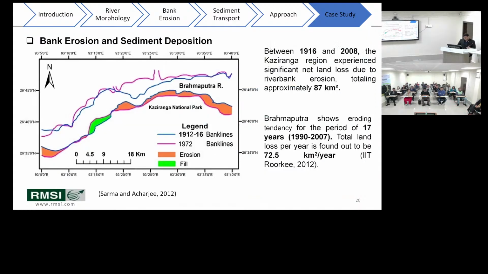And this is the study done by Samra and Acharya in 1916 and 2008 in Kaziranga National Park. They also found that in a few places erosion is taking place and deposition. Here the maximum portion is erosion taking place along the bank of the river as compared to deposition.